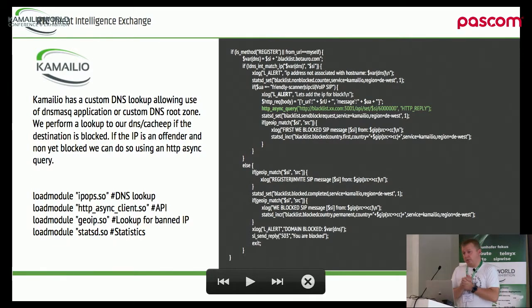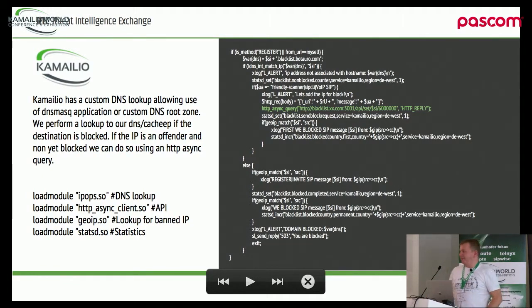As I mentioned before, thanks Daniel, he implemented this nice feature in the IPOps module. It's called DNS int match IP. This means you can install a cache application on one of the nodes in your network. You can use your local DNS root zone, or if you don't want to do that, you can install a dnsmasq daemon, which can handle or route all requests based on host name.